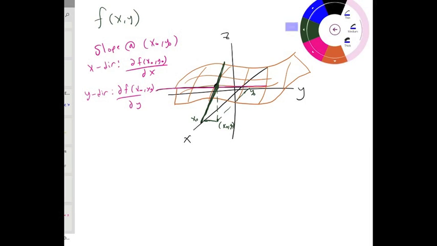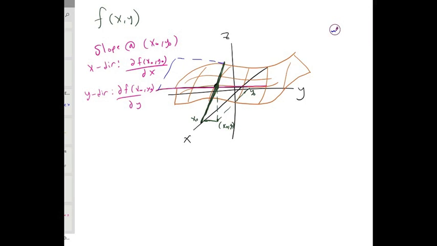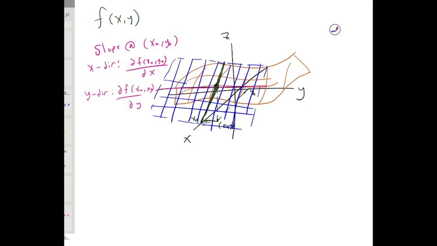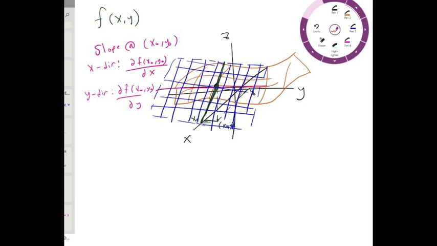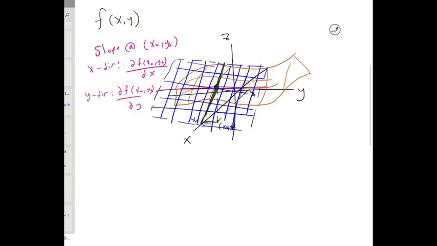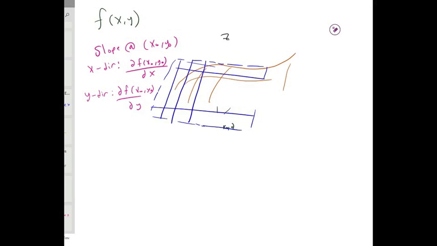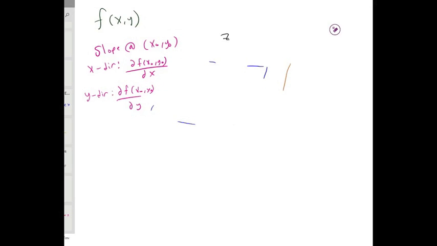I'll use a brighter color too. So our plane will look something like this. And I know it's kind of cluttered, but that's pretty much the gist of it. If you erase all these other extra lines, maybe you can see it better. Or not, I'll just draw another picture later.